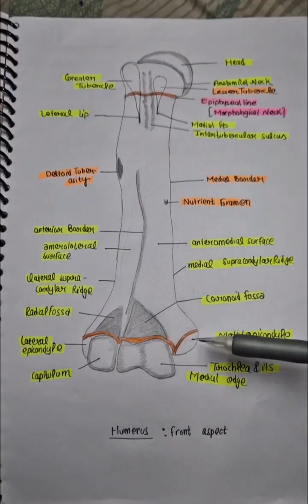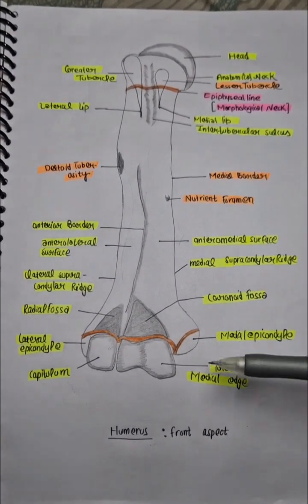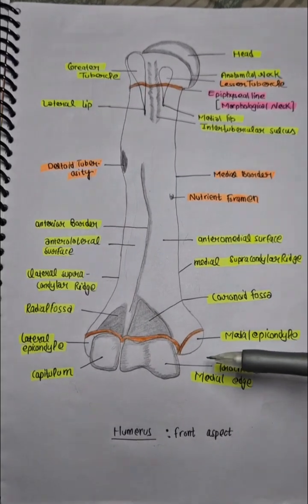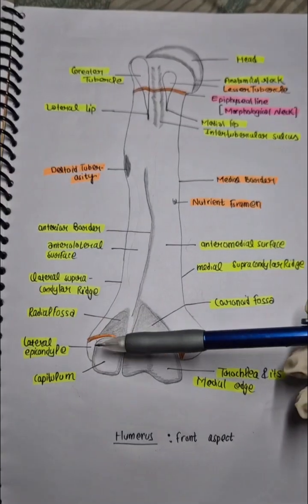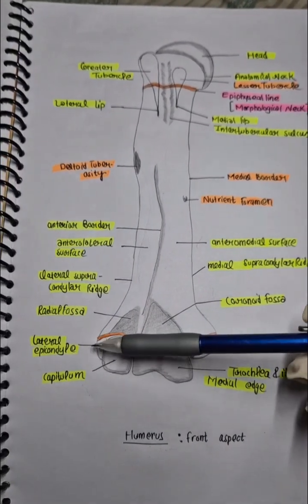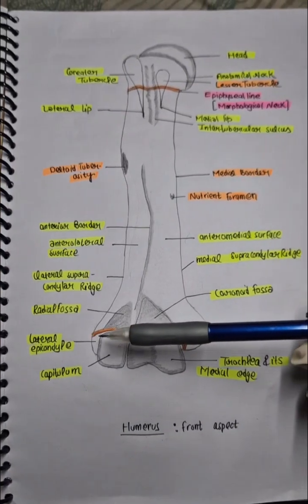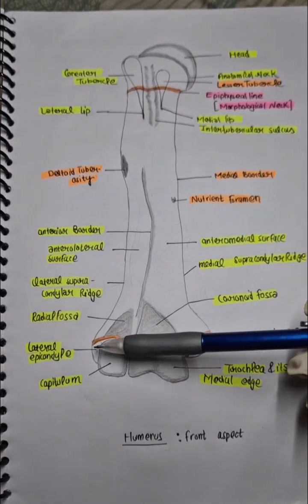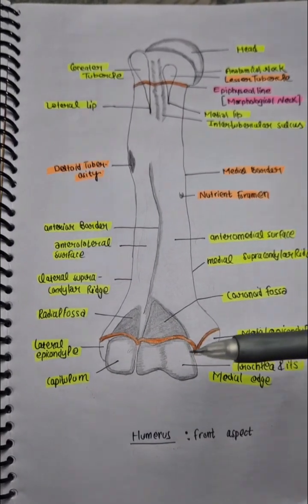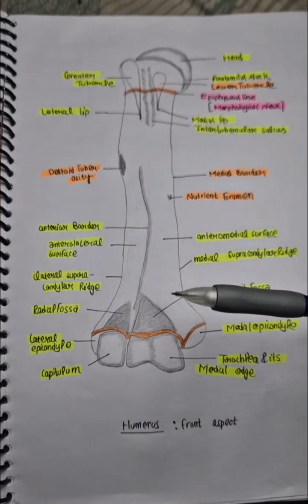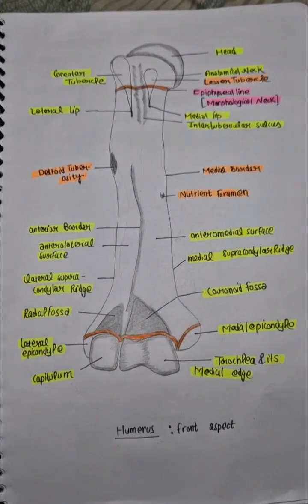Now we come to the epicondyles. The medial epicondyle is a prominent bony projection on the medial side of the lower end, and it is subcutaneous. Now this is also a projection from the lateral side of the lower end. The remaining attachments and the posterior aspect we will discuss in the next part. Thank you.